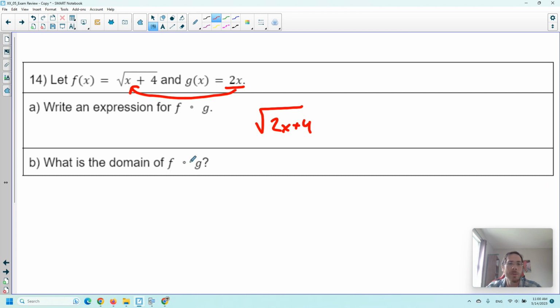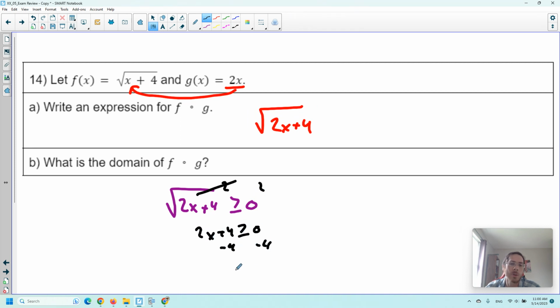What is the domain of f of g? So again, we can see we have a square root, and remember the rule is that we can't have negatives in the square root. So that means that 2x plus 4 has to be greater than or equal to 0. So what we want to do is effectively solve this inequality. We're going to get rid of the square root with the squared. 0 squared is just 0. We're going to subtract 4 from both sides. So 2x is greater than or equal to negative 4. We're going to divide both sides by 2. So we get for our answer, x is greater than or equal to negative 2.